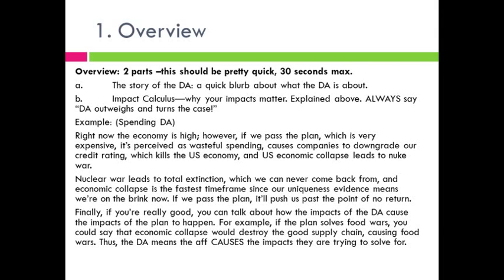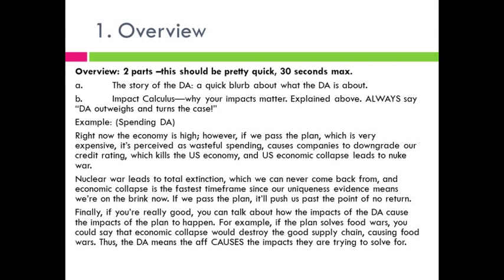So we're going to talk about the spending DA, and I'm going to point out how you would do this, all right? So the part that I'm going to read is an overview, so like what you would say in a debate, and I'm going to point out where the story of the DA and impact calculus comes into play with this, okay? So right now the economy is high. However, if we pass the plan, which is very expensive, it's perceived as wasteful spending, which causes companies to downgrade our credit rating, which kills the U.S. economy, and U.S. economic collapse leads to nuclear war. Okay, so that's the story of the DA. We explained quickly the uniqueness, link, and impact, okay?